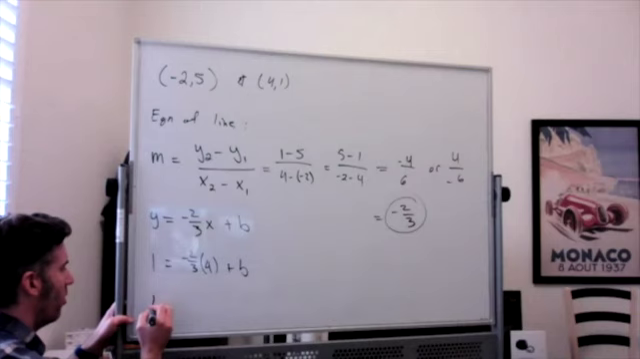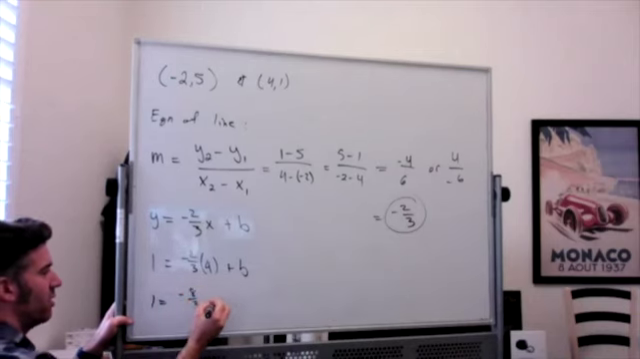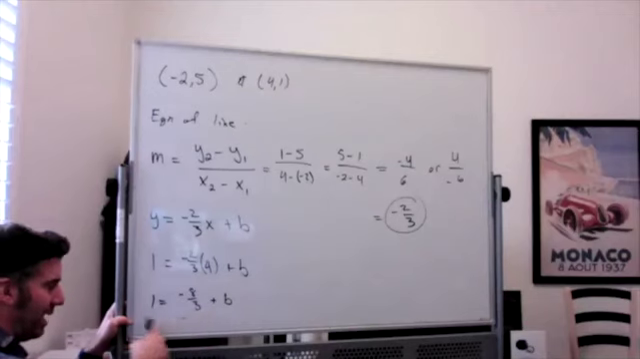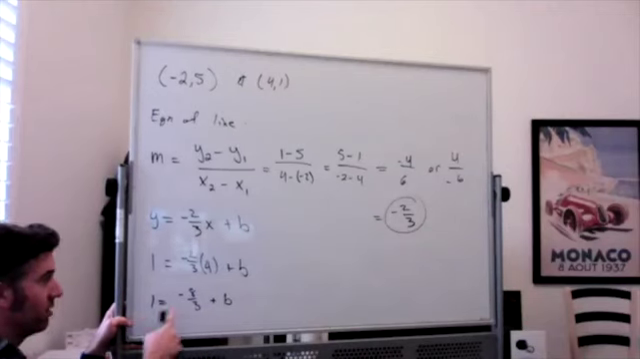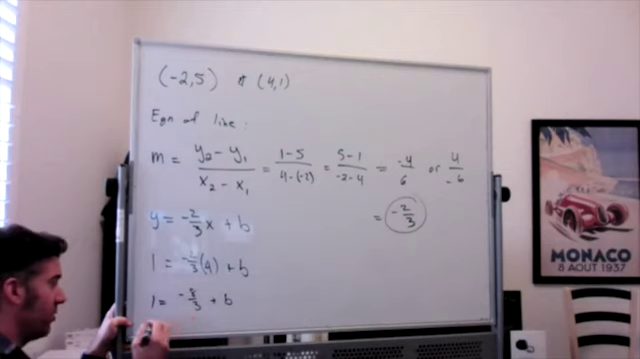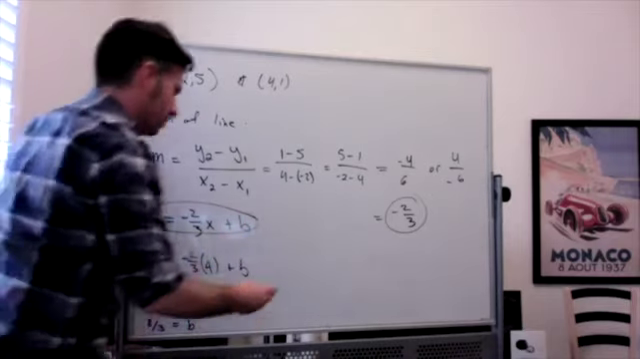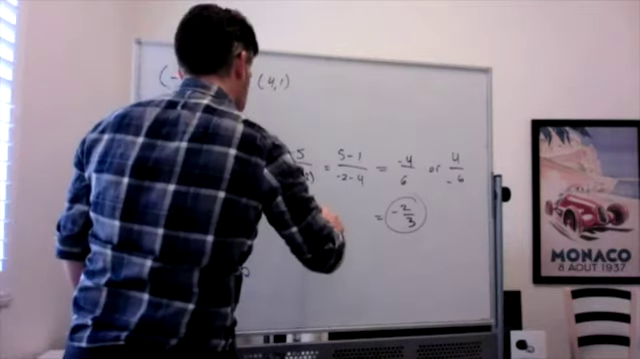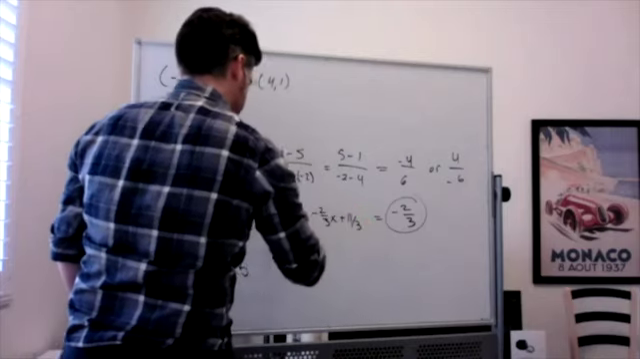So I've got 1 equal to negative 2/3 times 4, which is negative 8/3, plus b. I'm going to add 8/3 to both sides. And 1, which is 3/3, plus 8/3 is 11/3. So 11/3 is equal to b. So then my equation is going to be y equals negative 2/3 x plus 11/3.